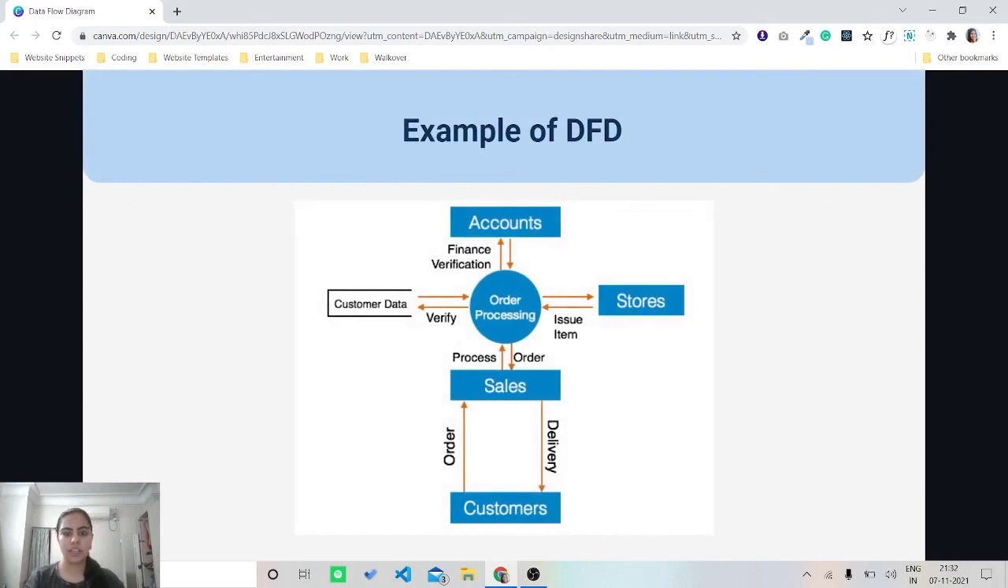Example of DFD. Here is an example of an ordering process DFD, where there is customer data, sales, customer, stores and accounts.